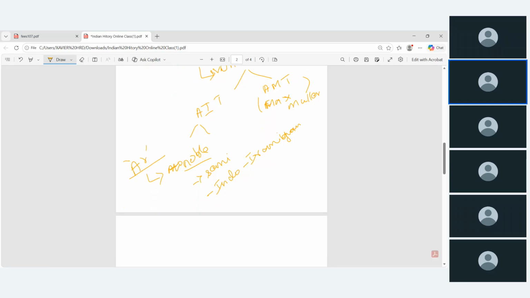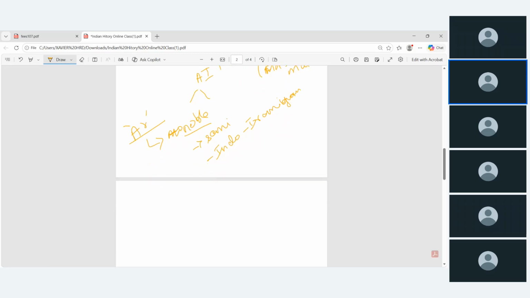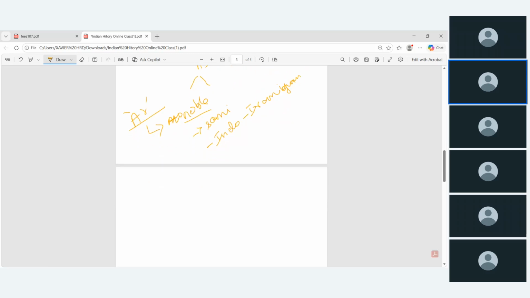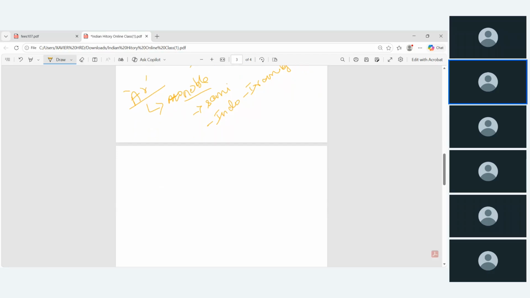Some more points: these people gave the Vedas and Upanishads and all. That is why the chapter begins with a Sanskrit quote. As usual, they start like this, with a Sanskrit quote. Let us move to the chapter.